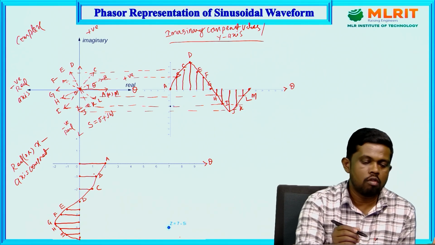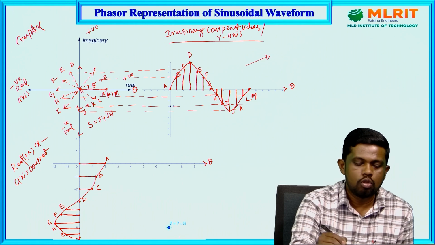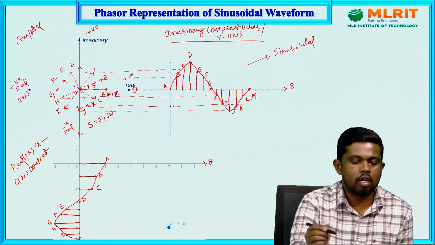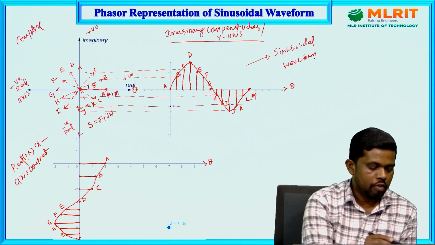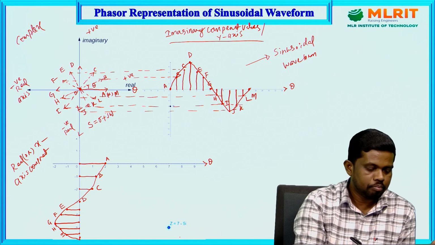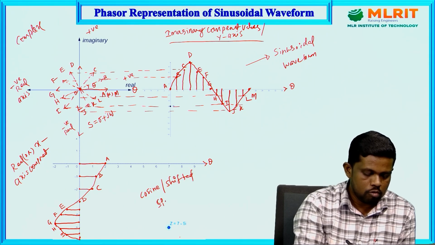So based on that we will get the formation of a sinusoidal waveform. This one is a sinusoidal waveform. Under the vector rotation, the imaginary component of the vector rotation should form the sinusoidal waveform. In the vector rotation, the real axis component should give a cosine waveform. It is a cosine or shifted sine waveform.